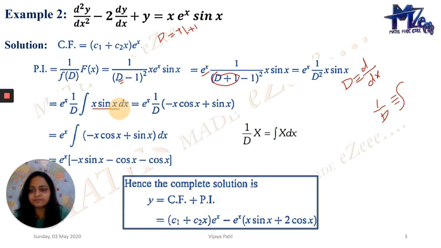So we have got the general solution, also known as the complete solution, which is CF plus PI. CF is there above, and PI we have got. Clubbed together we get the complete solution. So this is the solution for this particular example.